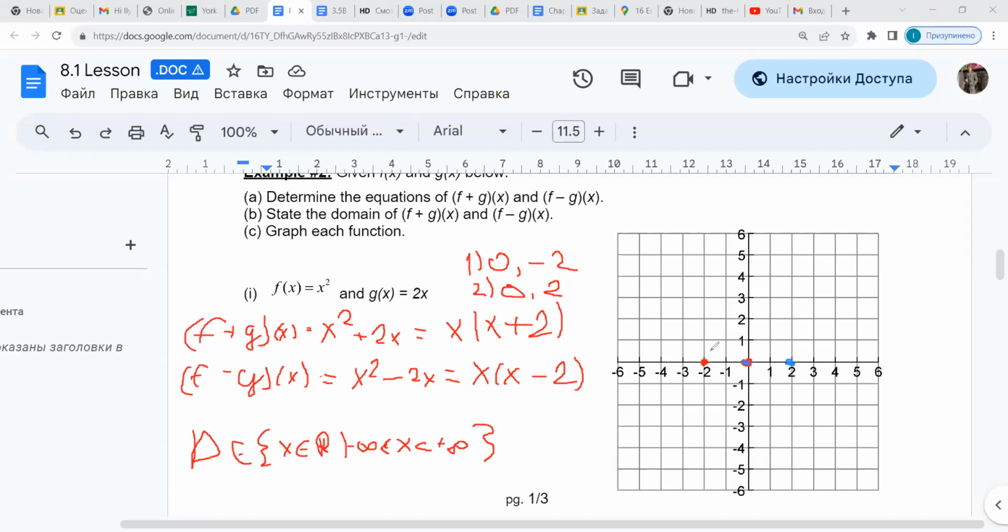What else do we need? We need a vertex, right? How do we find the vertex of quadratic functions? Can anybody tell me that? I'm going to wait for your answer now. Anybody? Guys, how do you find the vertex?